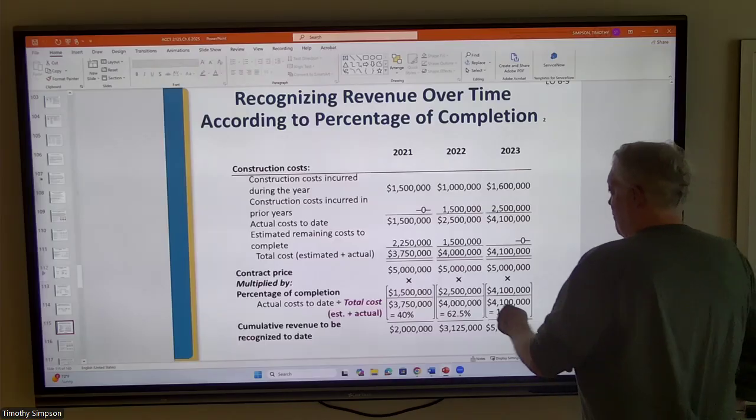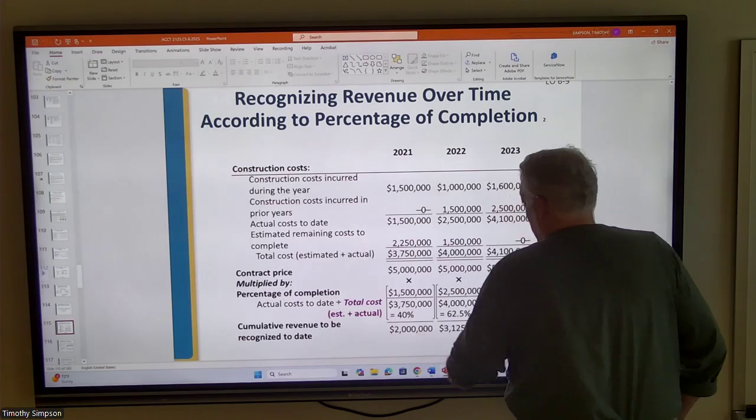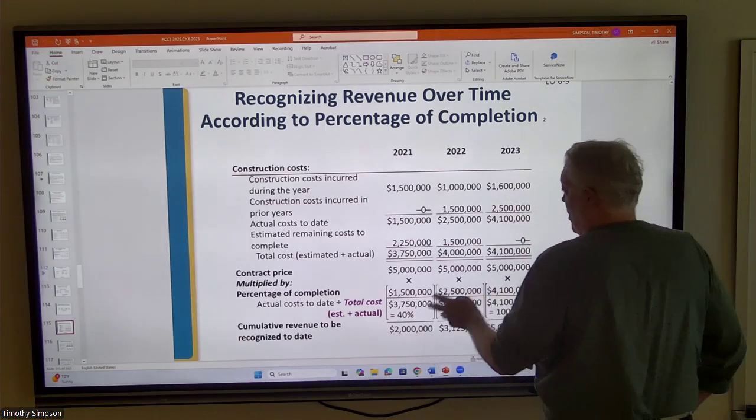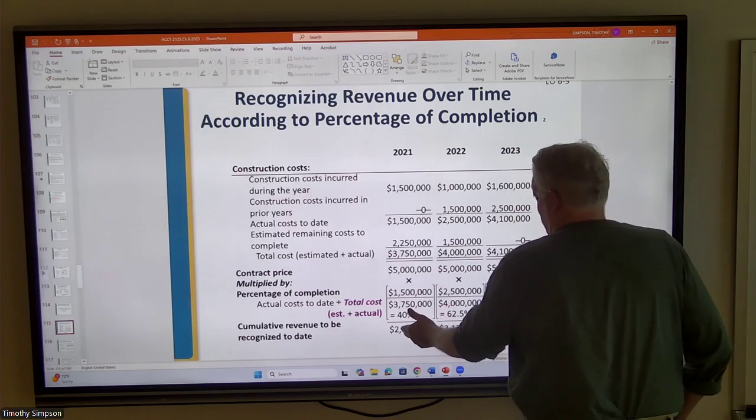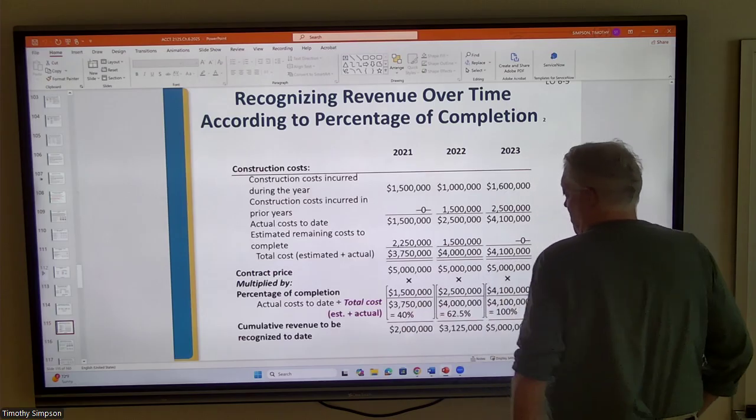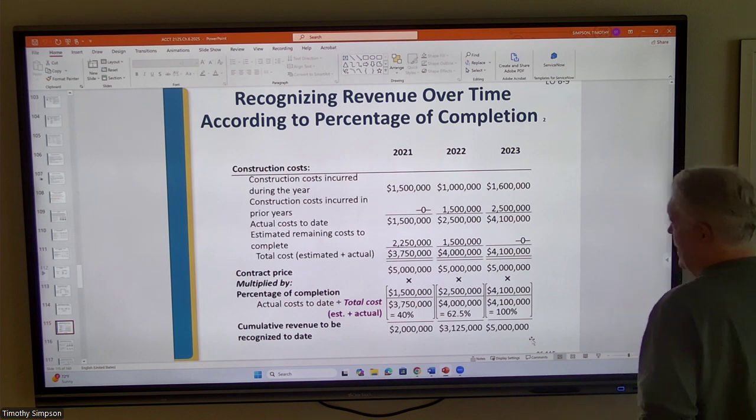But we're talking about 40% is the percentage of completion based upon what? The cost method. And so as a result, the total contract price is 5 million. 40% of that is going to be 2 million. So we'll recognize $2 million in the first year.